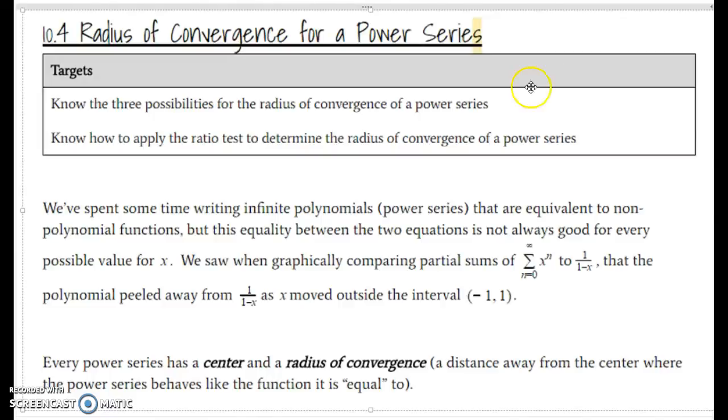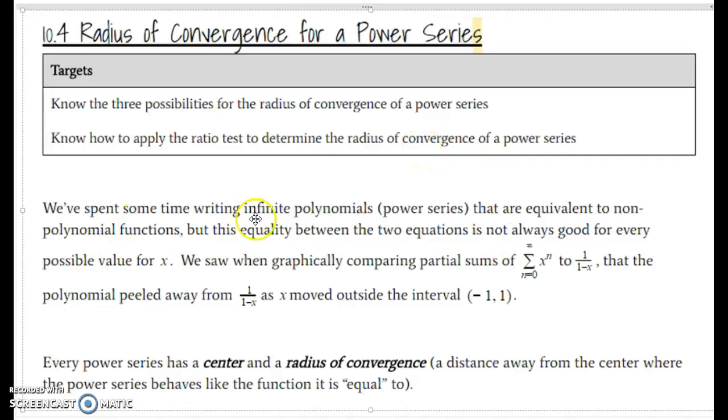As you guys can see by the notes, our goal today is to talk about the three possibilities for the radius of convergence of a power series and how to apply the ratio test. That's what we were doing in class yesterday to figure out the radius of convergence. So these are some kind of big words that I want to quickly explain.